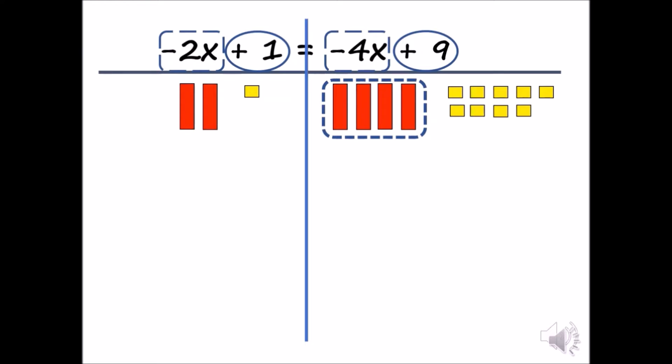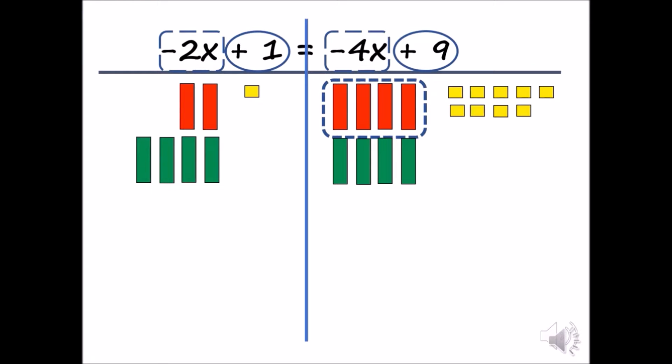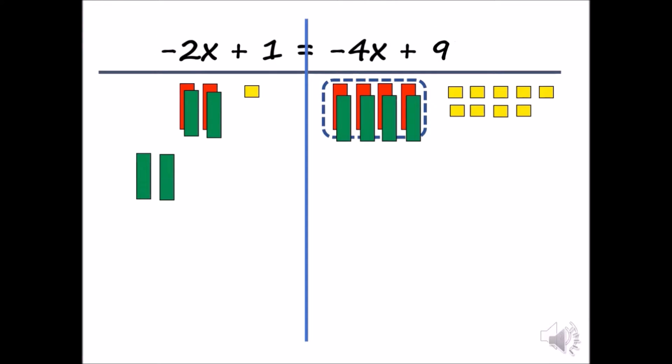Now remember, in order to move any variable or constant, you have to create your zero pairs and then remove them. To create a zero pair with negative 4x, we need four positive x's. Whatever we do on the right side of the equation, we have to be sure to do the same thing on the left side, so we'll also add in four x's. Now we will match up our zero pairs.